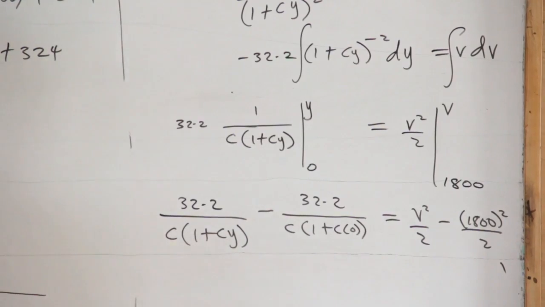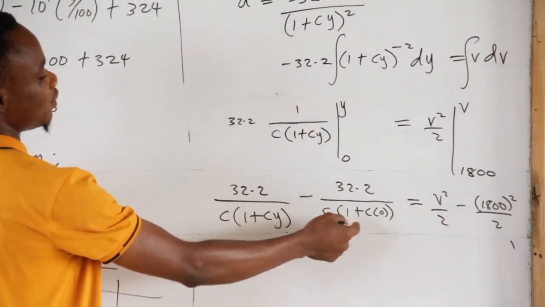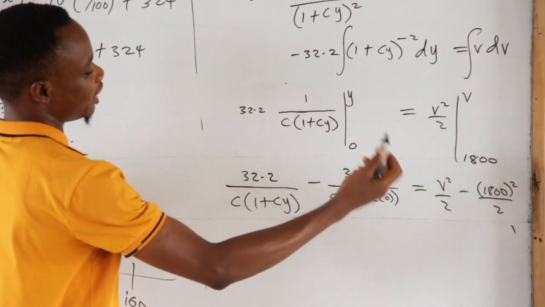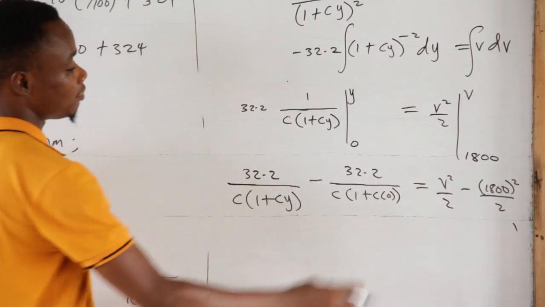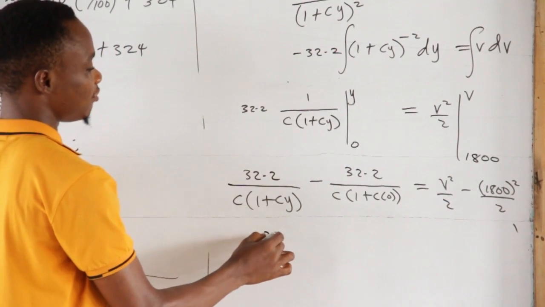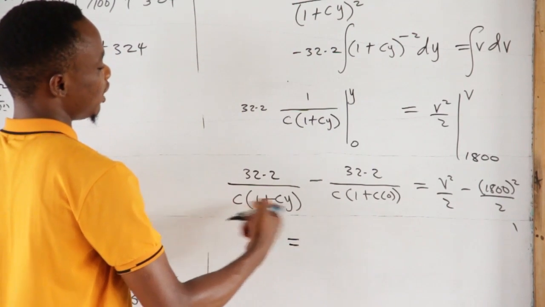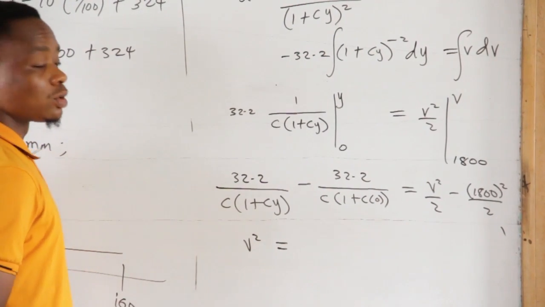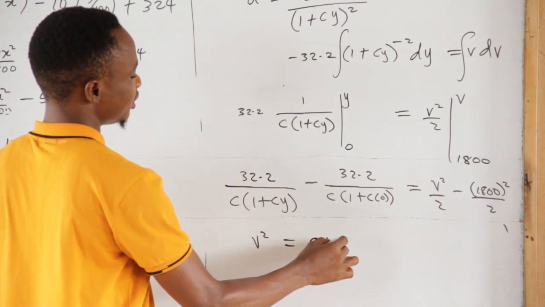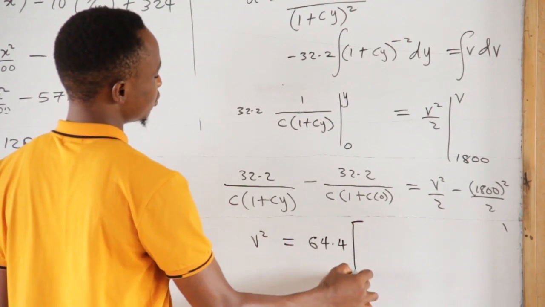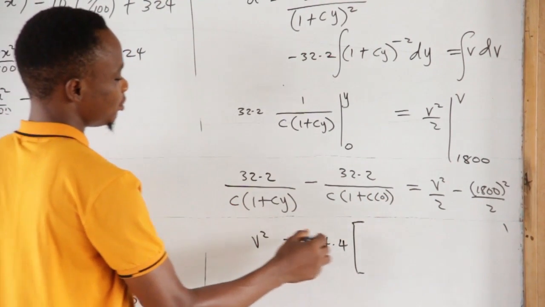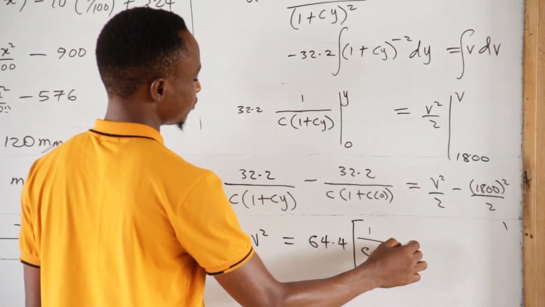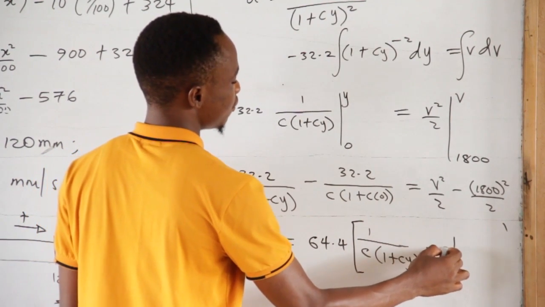Alright, so this is going to give us that. And this is 0, so that is gone. So we have only c at the denominator. Right? So when you multiply through by 2, just to clear the fraction, I want to make v the subject. I'm going to have v squared equal to, so I can write what I have here. 2 times this is going to be 64.4. Do you get that? So I'm just moving this out. And this is going to be equal to 1 over c into 1 plus cy minus 1 over c.